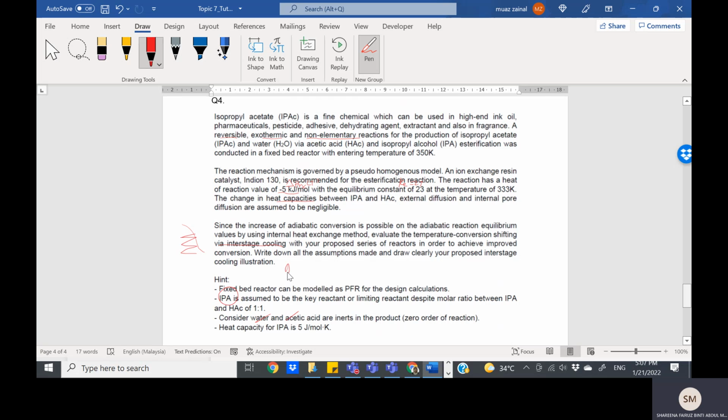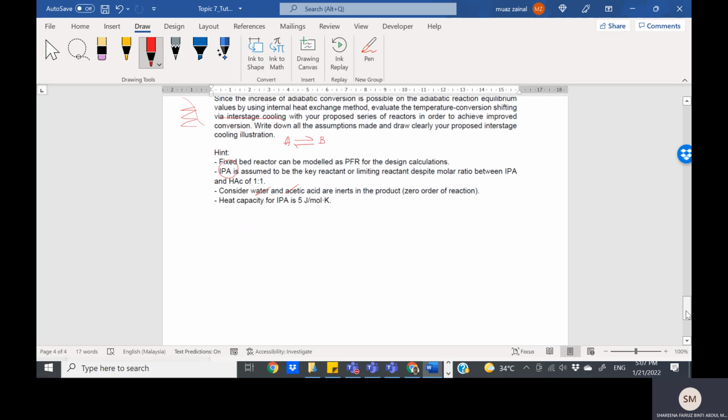Okay, so IPA, alright, is a reversible reaction to form IPAC, which you can name as B. Okay, so again, what you need to do, tengok balik kat part 3. What is the step to get the interstage cooling? Same sahaja, sebab at the end dia nak dapatkan what is XE, alright, versus the temperature.